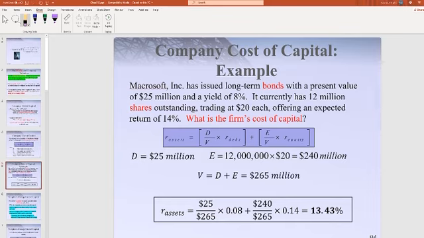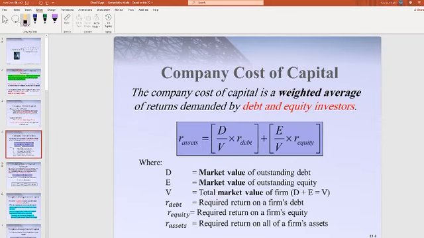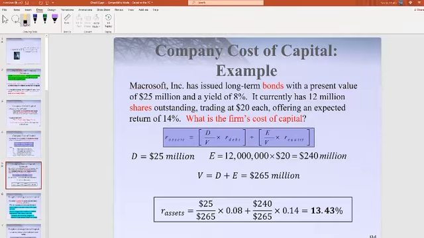Okay, we're done. Microsoft has issued long-term bonds with a present value of 25 million and a yield of 8%. It currently has 20 million shares outstanding, trading at $20 each, offering an expected return of 14%. And the question is, what is the firm cost of capital? Here we will use a previous formula, and I copied it in this slide.